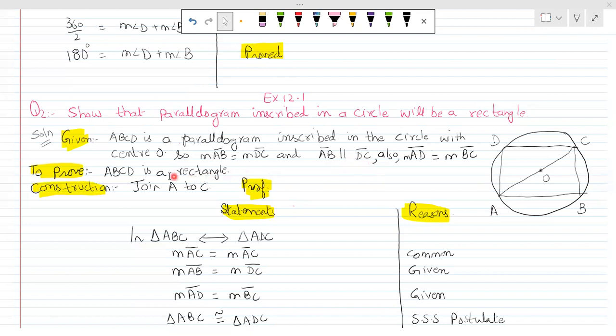Now we have to prove that this is a rectangle. So in order to prove this parallelogram to be a rectangle, we have to prove the angles are 90 degrees. So somehow we will prove that the angles are 90. So let's start.